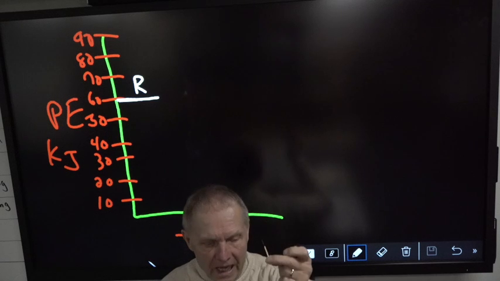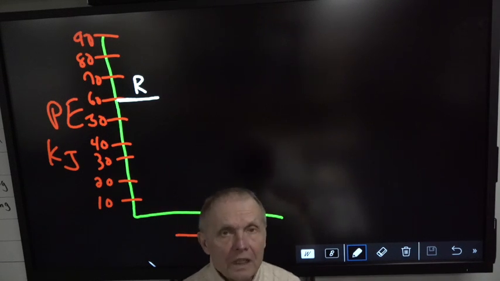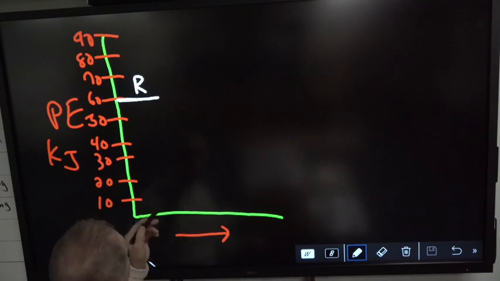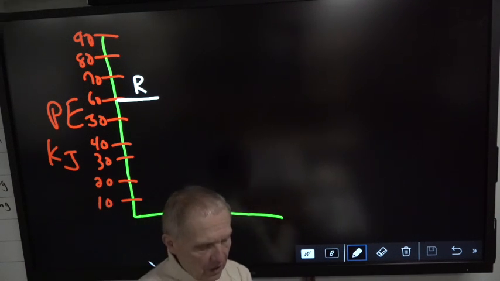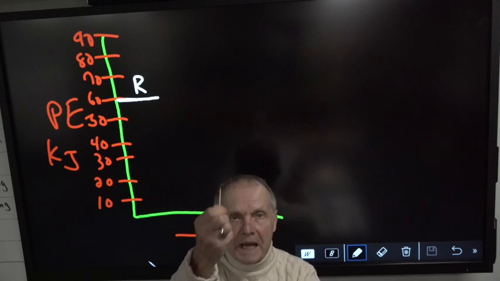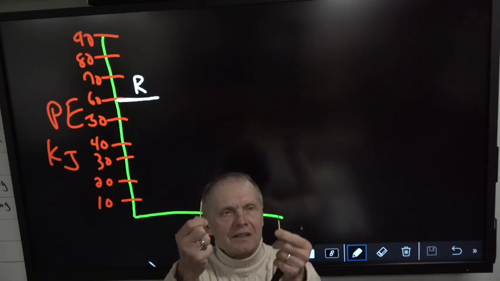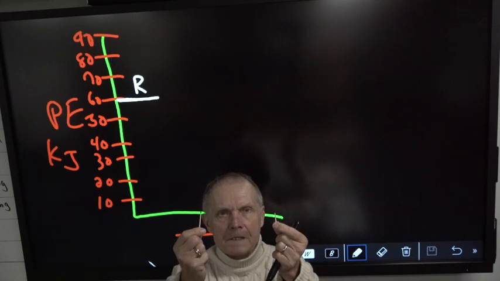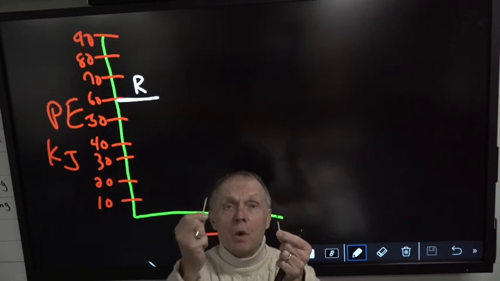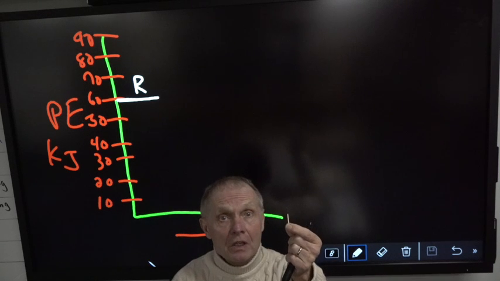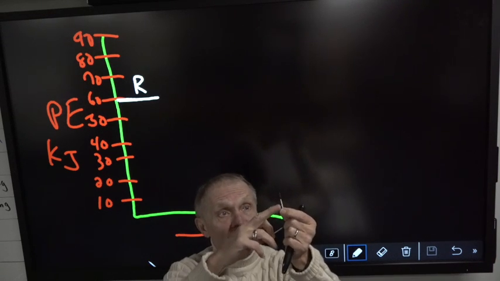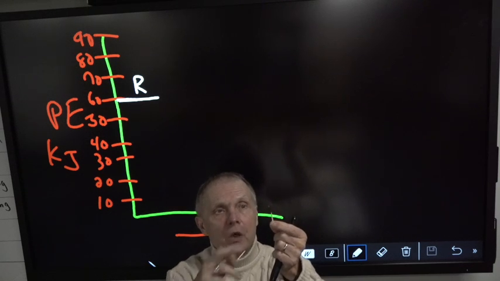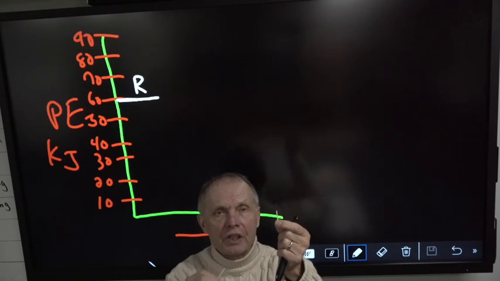Okay, now let's put that in the graph. So if we look, this is the reactant that we started out with, and this is the product that we ended up with. Okay? This has more potential energy than this, because the potential energy in that match turned into kinetic energy, and so there's less potential energy there.